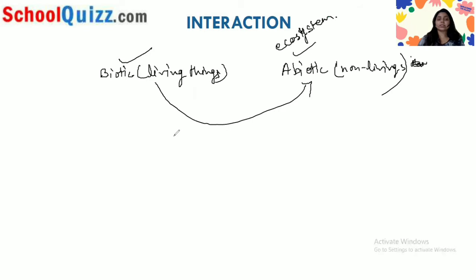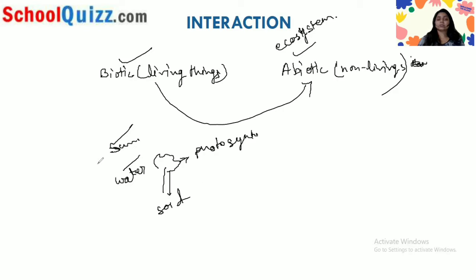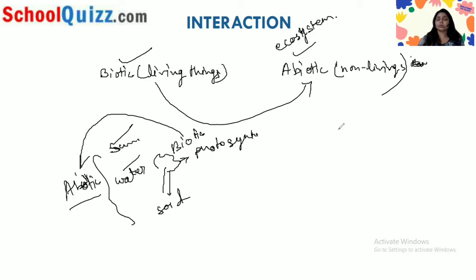How will they interact? Let's say the example of the plant. So there is a plant. The plant does photosynthesis, okay? And in photosynthesis, what is used by the plant? They use sunlight, okay? They use soil, they use water. So what is all this? The sunlight, water, soil, these are the abiotic components. And the plant itself is a biotic component. So here you can see how the biotic components interact with the abiotic components. Basically, they depend on each other, okay?